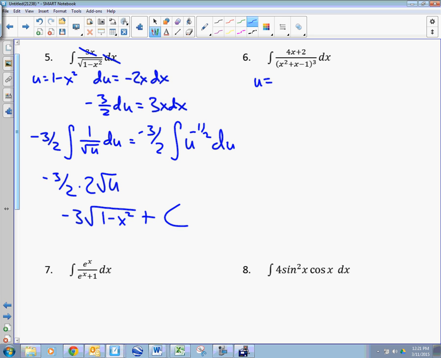Number 6, u is equal to what? X squared plus x minus 1. So du is 2x plus 1 dx. I don't have a 2x plus 1. If I multiply through by 2, I'll get 4x plus 2. 2 du is equal to 4x plus 2 dx.